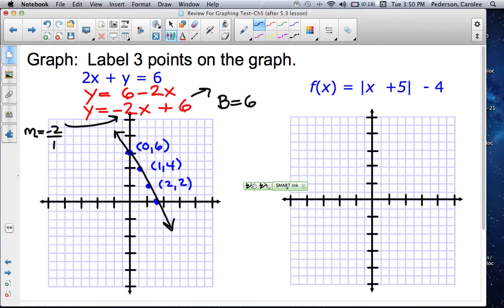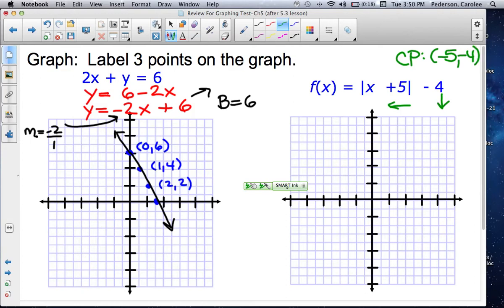Let's come over to this function. This function is an absolute value function. Remember, absolute value functions for a parent function are in the shape of a V. Here we have a transformation. We want to identify its critical point. Where is it moving? So remember, when it's inside the function, you think opposite. So we're going to move left 5, and then when it's outside, move down 4. So the critical point for this problem is negative 5, negative 4.